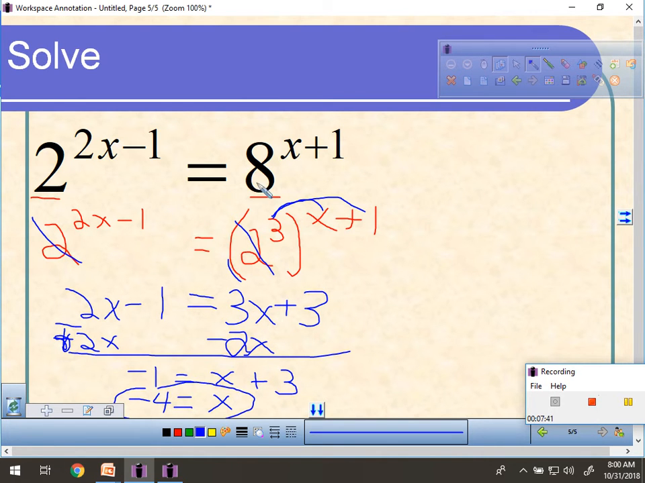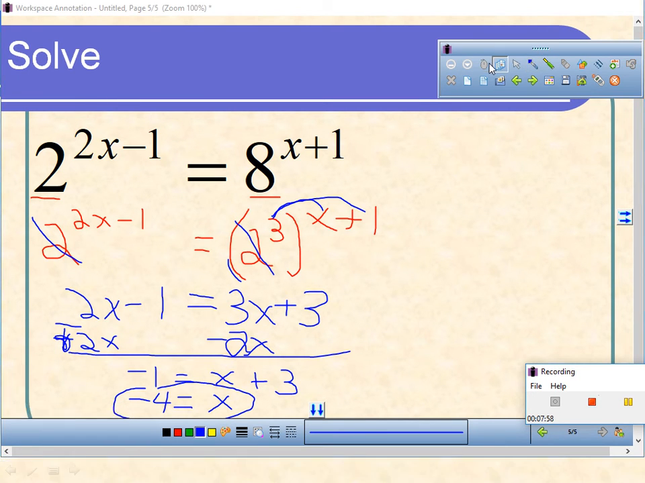So again, just be careful. Make sure you write them with the same base, and then if there are parentheses there, make sure you distribute. Sometimes it might be one set of parentheses on the right, sometimes it might be parentheses on both sides. But that's how you would approach that problem right there.